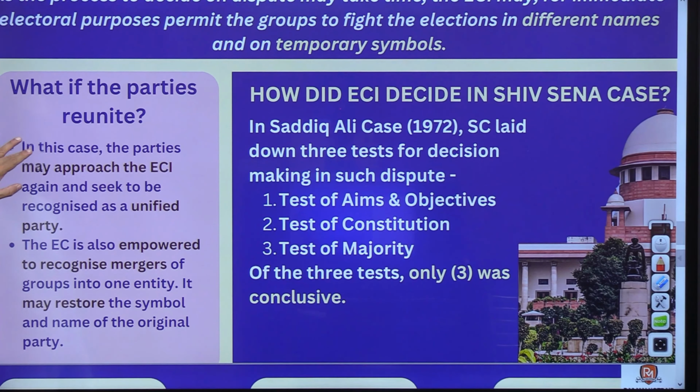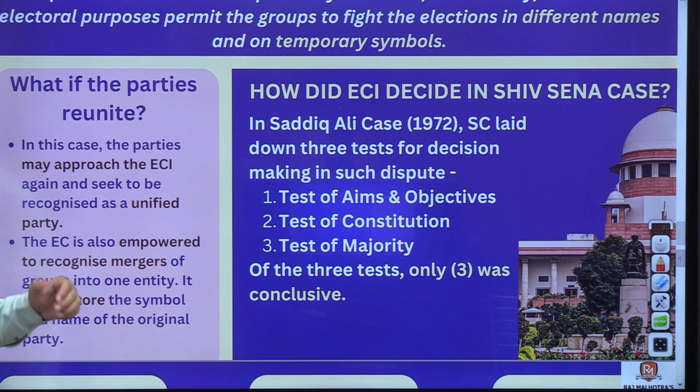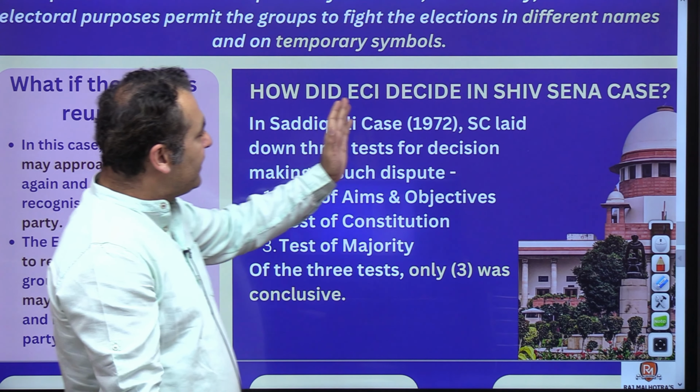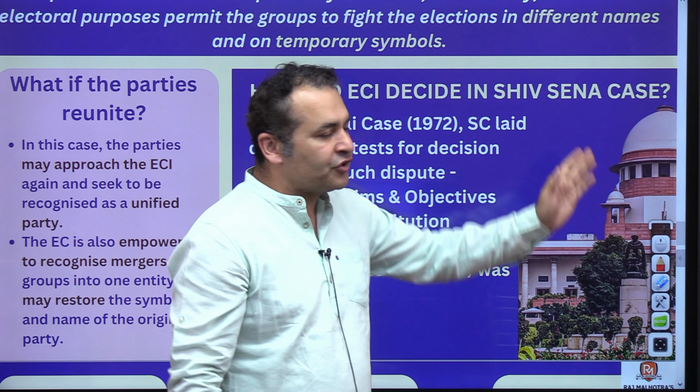Then what if the parties reunite? Now the question is, what if the parties reunite? In this case, the parties may approach the election commission again and seek to be recognized as a unified party. Election commission is also empowered to recognize mergers of groups into one entity. It may restore the symbol and name of the original party. So everything is possible. How did the election commission decide in the Shiv Sena case?